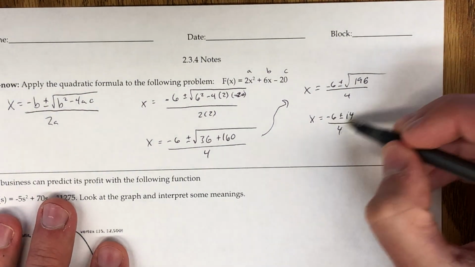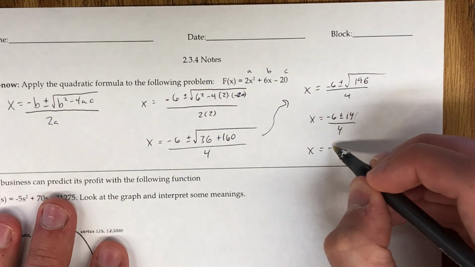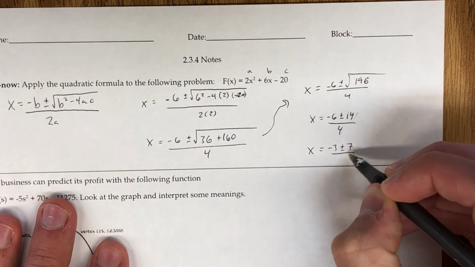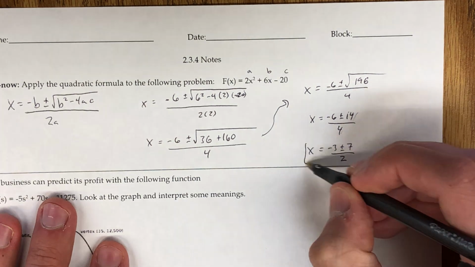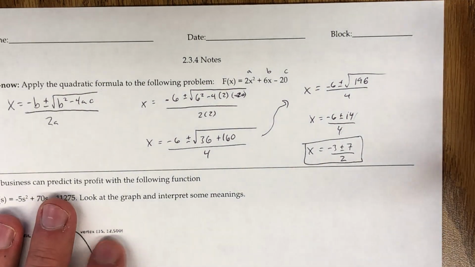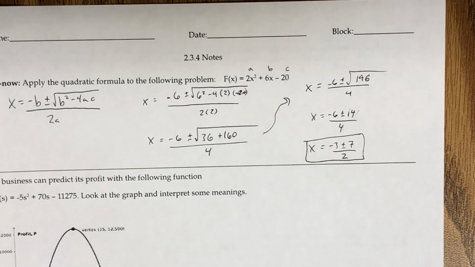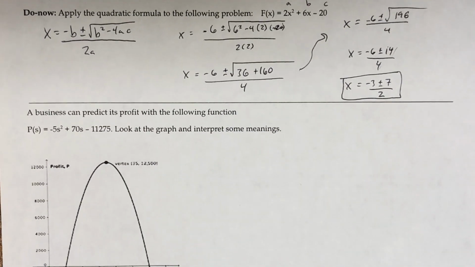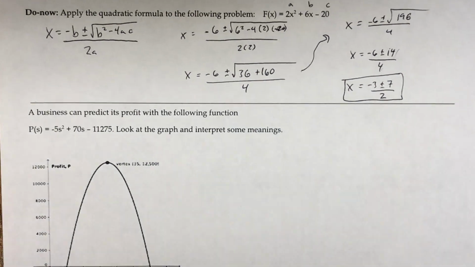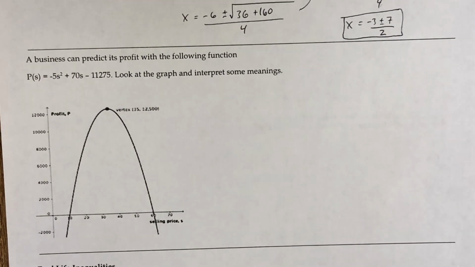We can simplify here, dividing everything by 2, so we have negative 3 plus or minus 7 over 2, and we can stop there. Okay, so we're going to be using the quadratic formula a little bit here. As we do that, let's start just by doing some interpretation.